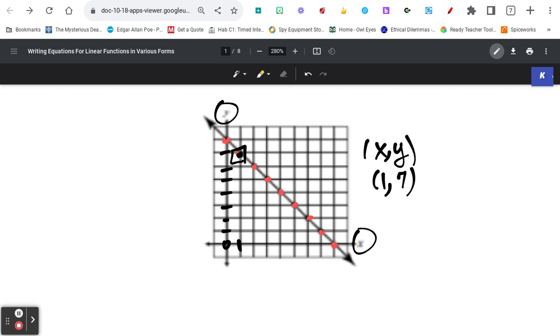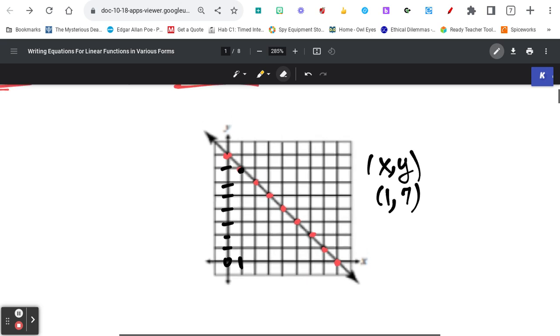And the reason why ordered pairs are really important is because, take for example, planes. Planes have to have locations or ordered pairs so they know where to land. They have to have a spot for their destination. So each one of these locations is labeled as ordered pairs.